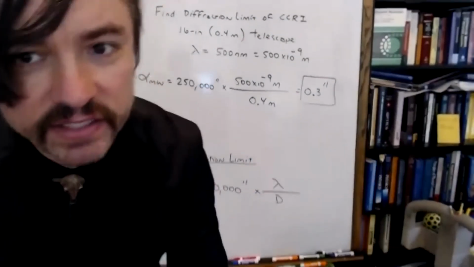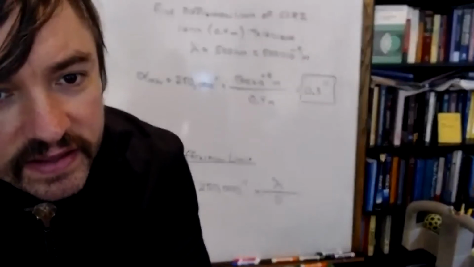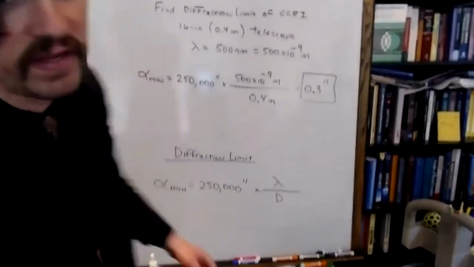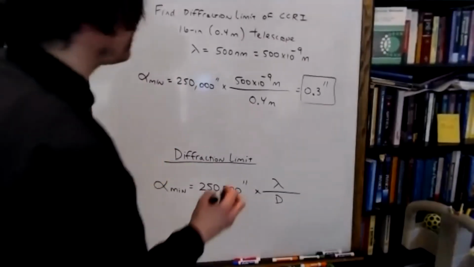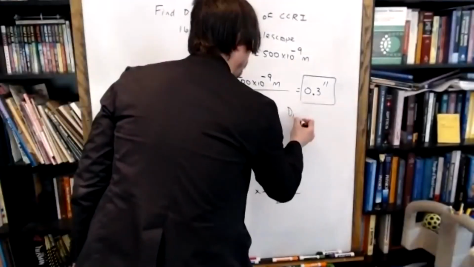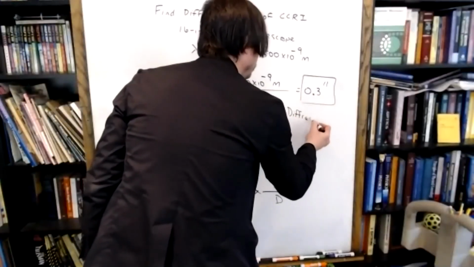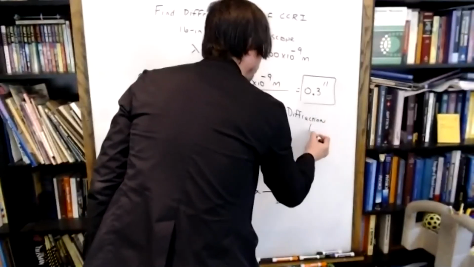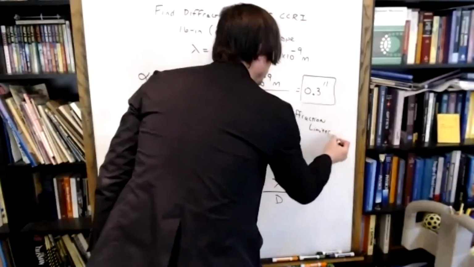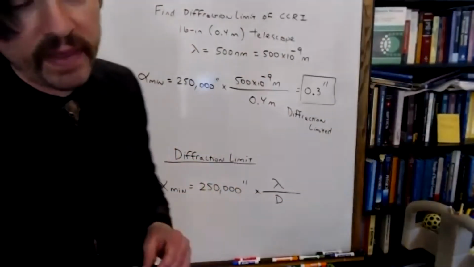I wish my telescope could see down to 0.3 arc seconds. That would be great. If it could see down to 0.3 arc seconds, my telescope would be what was called diffraction limited. Diffraction limited means my telescope's ability to resolve features.